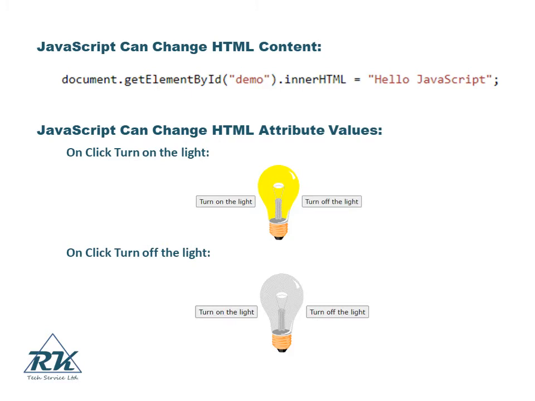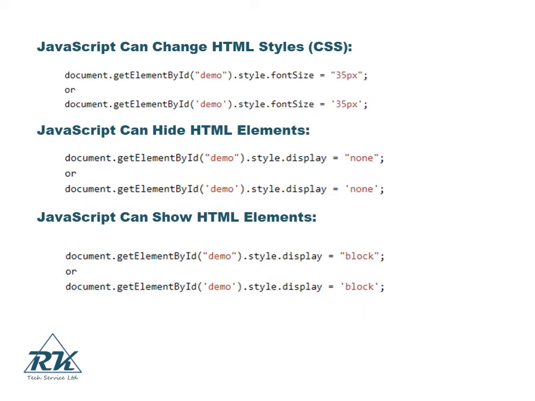JavaScript can change HTML attribute values. Please find an example here. In this example, JavaScript changes the value of the src or source attribute of an img tag. When you click on turn on the light, it will turn on the light. And when you click on turn off the light, it will turn off the light.